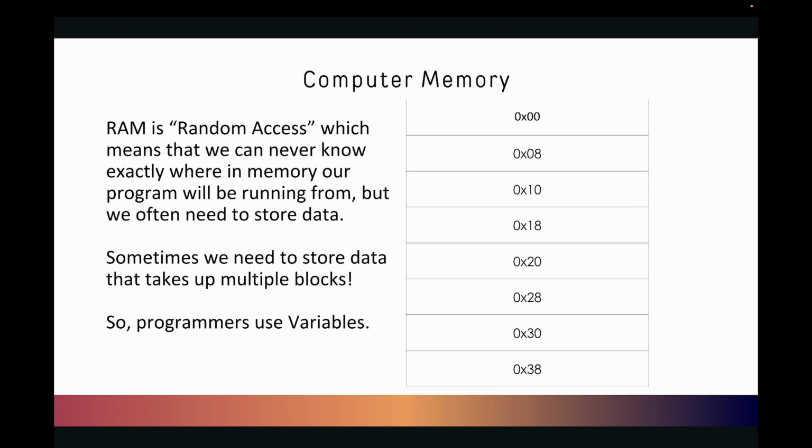Now, we say RAM is random access memory, which means that we can never know exactly where in memory our program will run from, but we use it to store data, right? And sometimes we store data that will take up multiple blocks. As a result, programmers use variables. Because we can't point to address 0x10 all the time as a programmer, we don't know what address we're going to have for that memory. We use variables and something called pointers to handle that part for us.